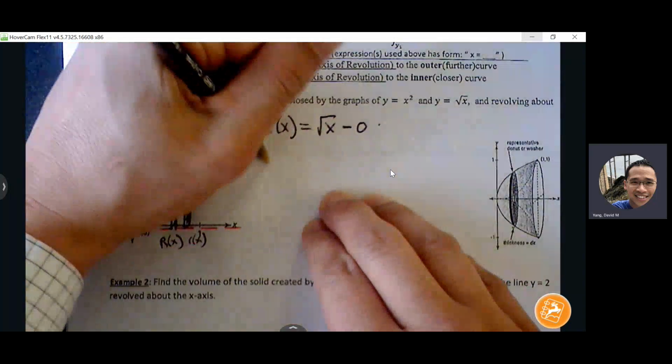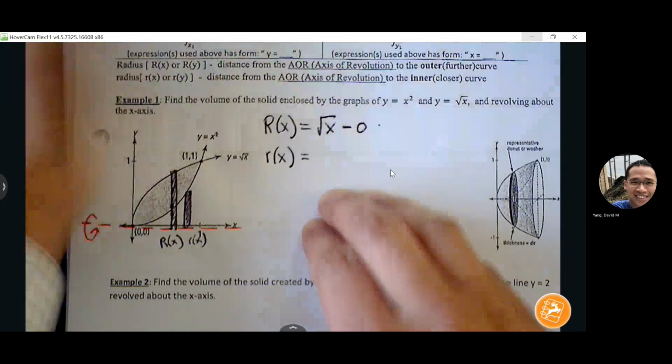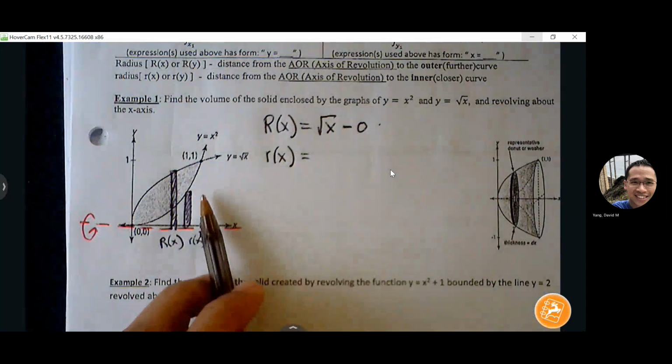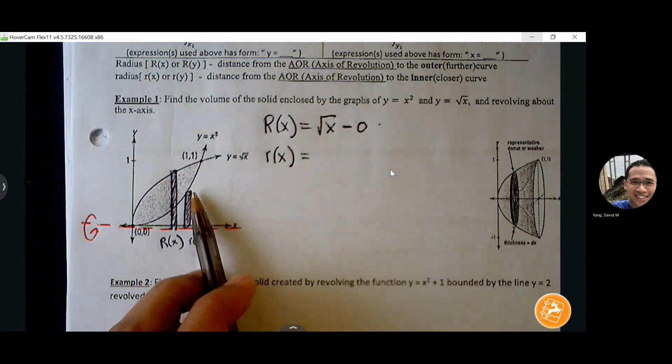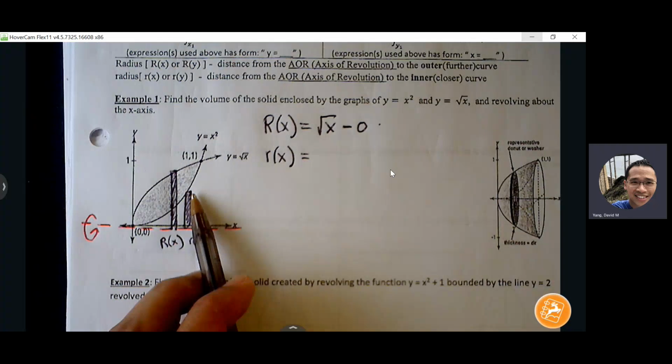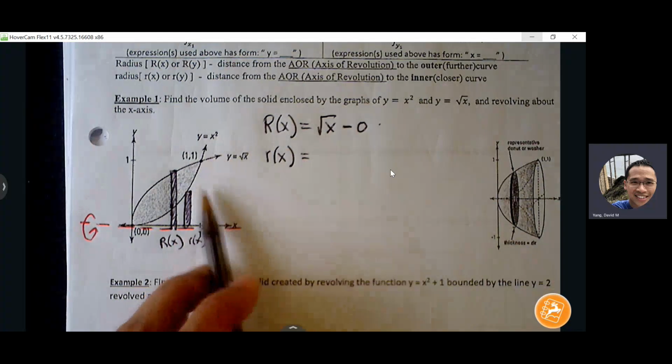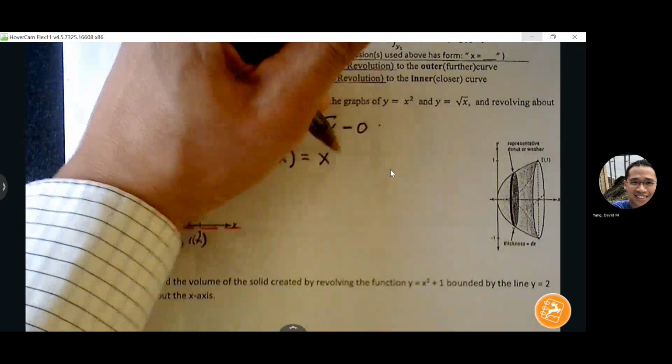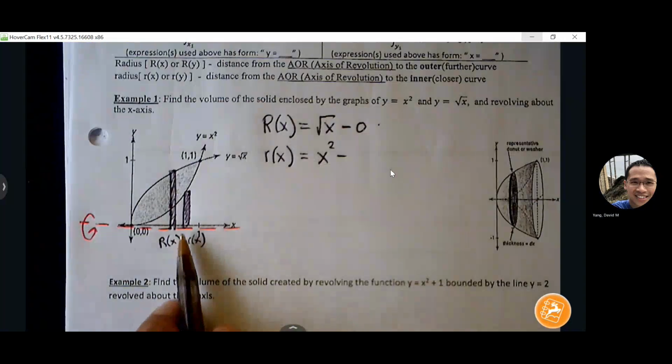Okay, little r. What's the top of little r sitting on? X squared. Okay, so x squared comes first, minus 0.